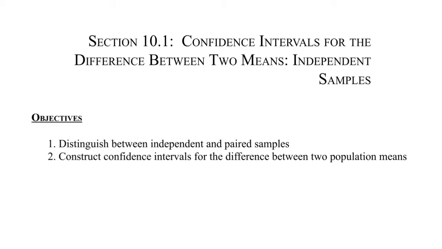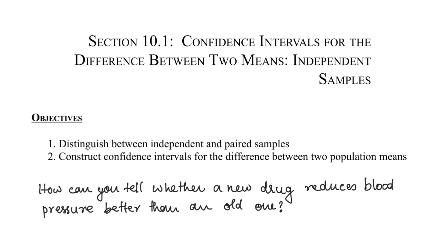It has two objectives: distinguish between independent and paired samples, and construct a confidence interval for the difference between two population means. How can you tell whether a new drug reduces blood pressure better than an old one?